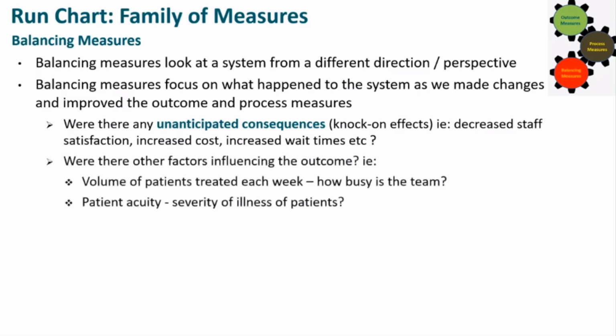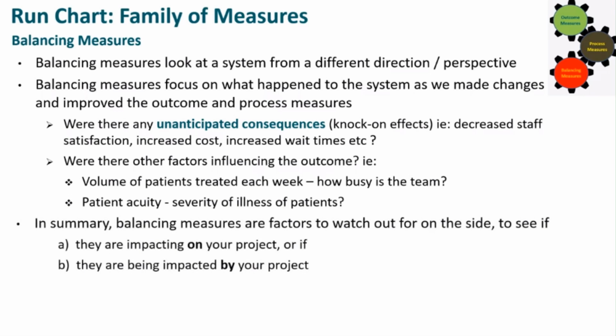We need to see if there are any other factors influencing the outcome of our project. For example, the number or the volume of patients treated each week. In other words, how busy has our team been? Also, patient acuity, the severity of illness of our patients from week to week. So in summary, balancing measures are factors to watch out for on the side to see two things: to see if they are impacting on your project or if they are being impacted by your project.